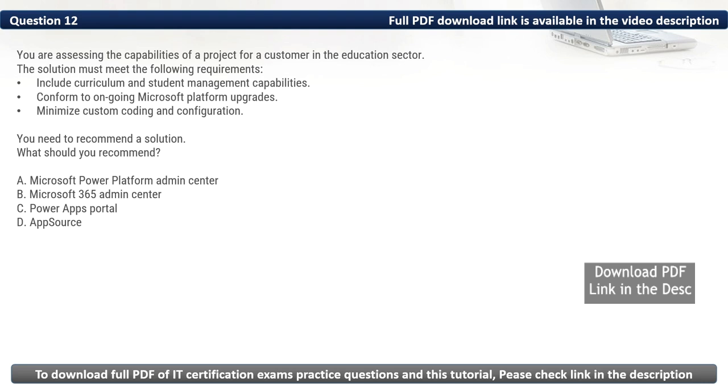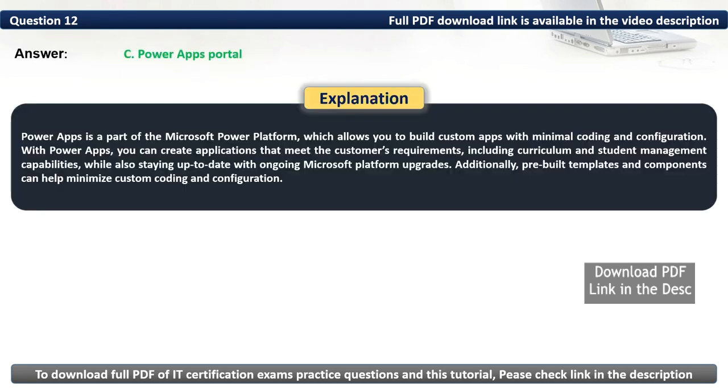Here in this question, the solution that we should recommend is Power Apps Portal. Thus, the correct option is C. Power Apps is a part of the Microsoft Power Platform, which allows you to build custom apps with minimal coding and configuration. With Power Apps, you can create applications that meet the customer's requirements, including curriculum and student management capabilities, while also staying up to date with ongoing Microsoft platform upgrades. Additionally, pre-built templates and components can help minimize custom coding and configuration.